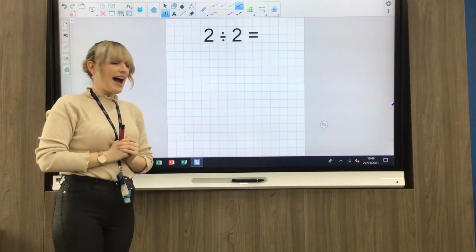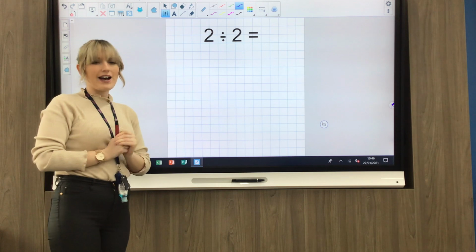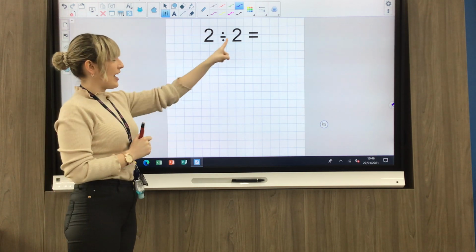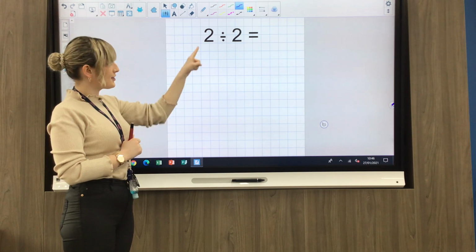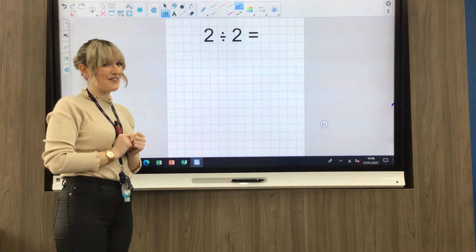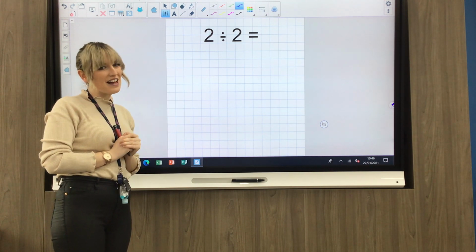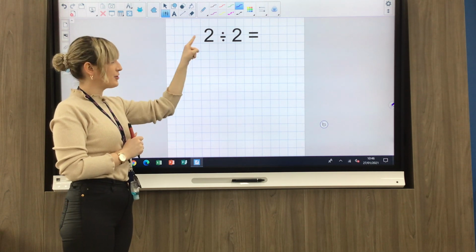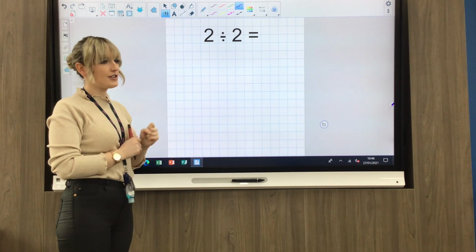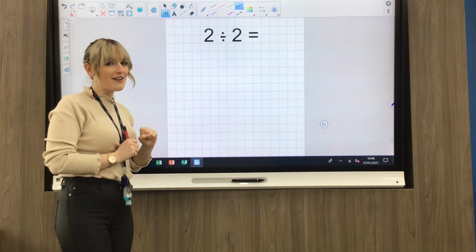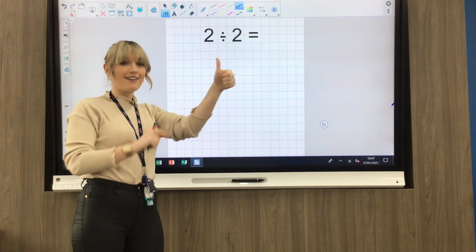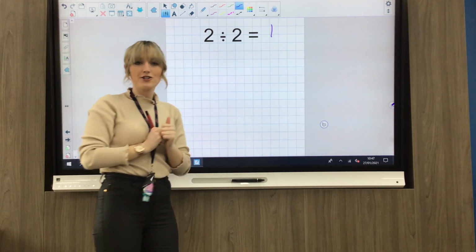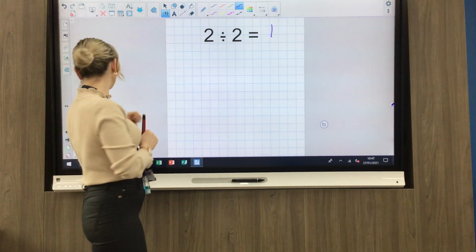Okay, let's look at another one. This time I've got 2 divided by 2. That's asking how many 2s fit into 2. I'm sure you know this one. Sometimes questions like this throw us a little bit, but when you think about it, it's really easy. How many 2s are in 2? Let's count in 2s until we get to 2. Are you ready? 2. It's just 1. So 2 divided by 2 is 1.